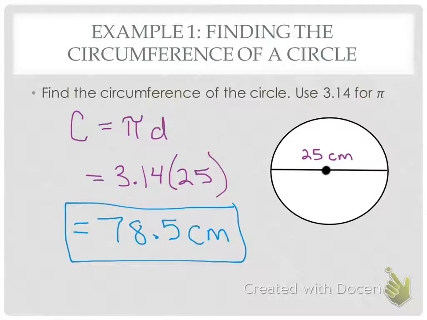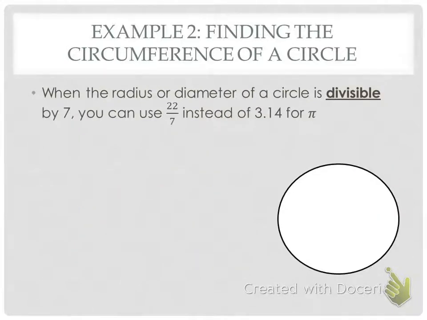Okay, now in example 2, we're finding the circumference of a circle. All right, now, when the radius or the diameter of a circle is divisible by 7, you can use the fraction 22 over 7 instead of 3.14 for pi. All right, so anytime your diameter or radius is divisible by 7, you could use 22 over 7 instead to solve. Now, this is another way to solve. On your quiz and your test, you can use 3.14 or 22 over 7. I don't care as long as you can get to the answer. All right, unless the question specifically tells you which one to use, you can use either one.